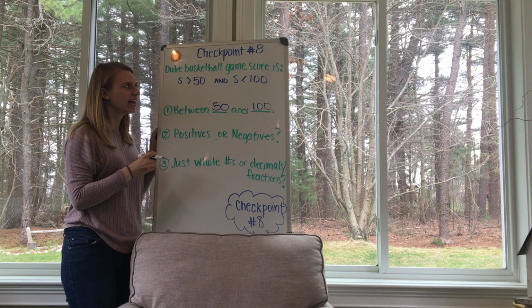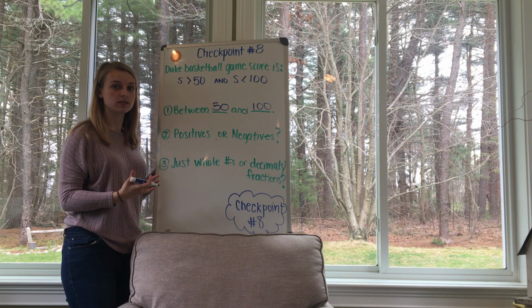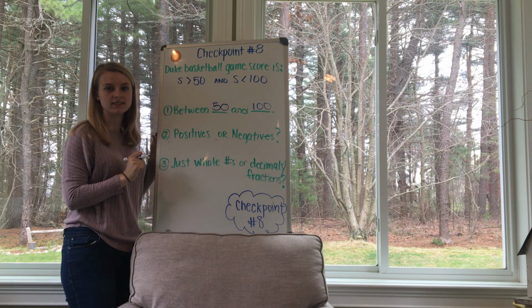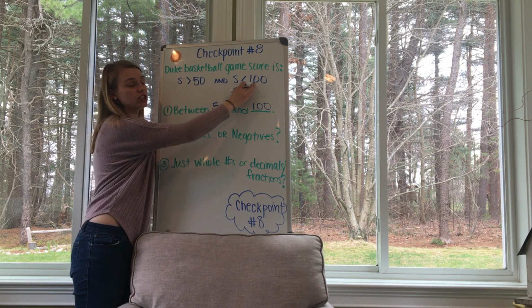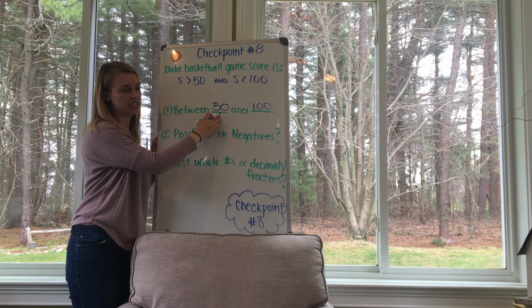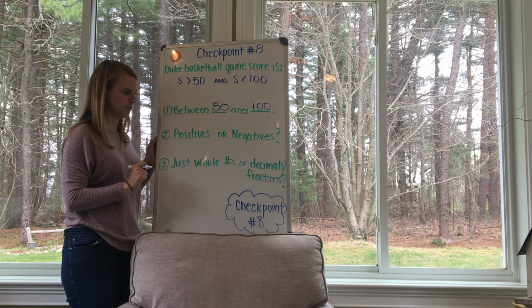We also need to look at, can the score be 50 points? Can the score be exactly 100 points? We look at our inequality signs. There are no lines under these inequality signs. So that means 50 and 100 are not included in our range. It needs to be bigger than 50 and less than 100, not exactly 50 and not exactly 100.